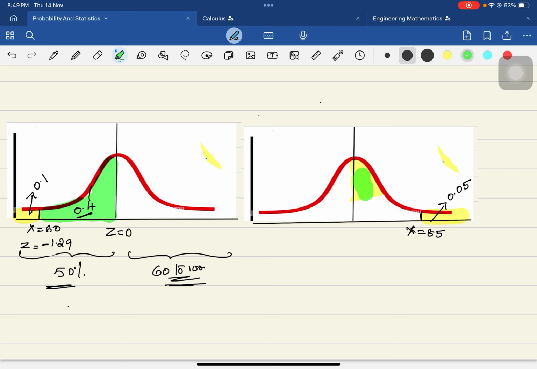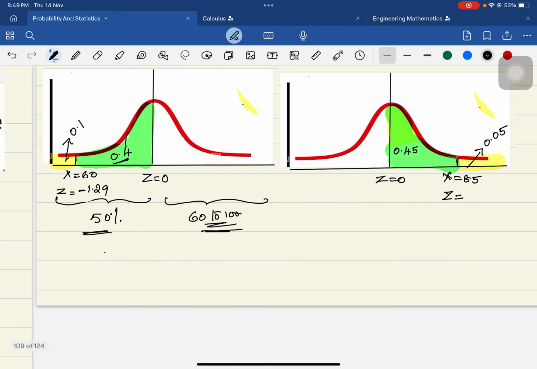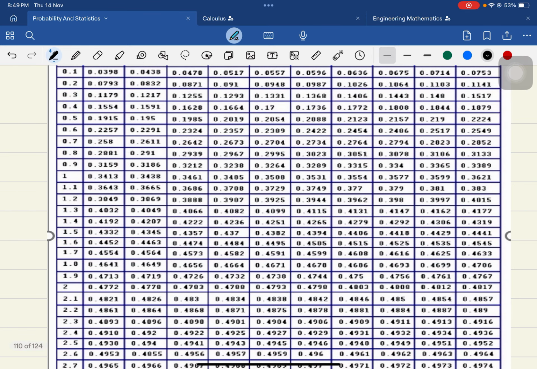When this is 0.05, what is this area? The area which is covered, which is adjacent to z equal to 0, right? For this only we can find out from the z table, correct? So this is z equal to 0. And what is this area? This area is, since it is 5%, it is 45%, correct? So it is 0.45 is this area. So our job is to find out the corresponding value of x equal to 85, for which value of z you will get 0.45. So let us now find out that value here. 0.45 is corresponding to which value of z? Let us see that now.